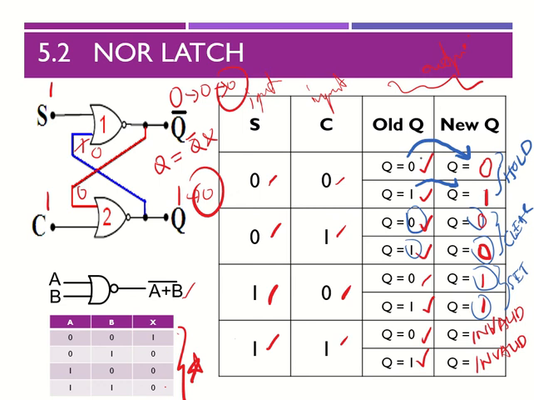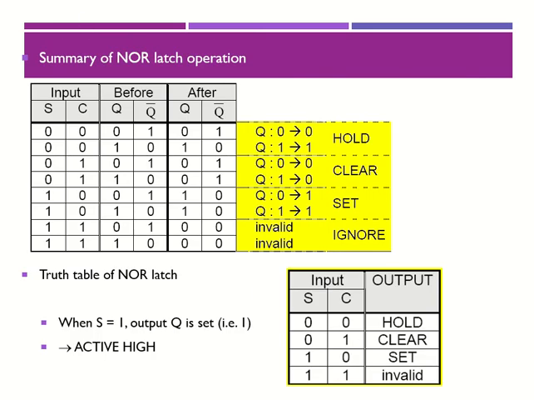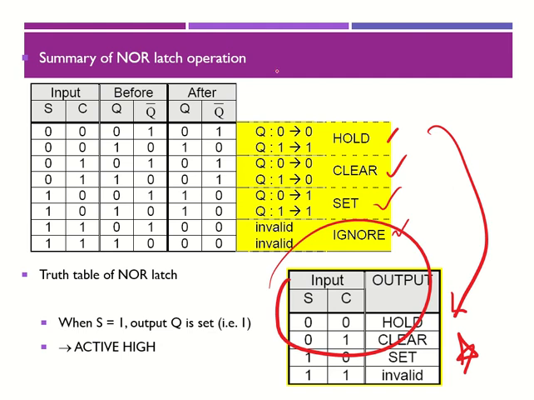So the full truth table for SC is going to be like this. So this is the full truth table of this one, and I already mentioned that you're going to have a hold for 0 0, 0 1 you're going to have a clear, 1 0 you're going to have a set, and 1 1 you're going to have an invalid. So this one is already represented, and so please remember this particular truth table, because this is very important.